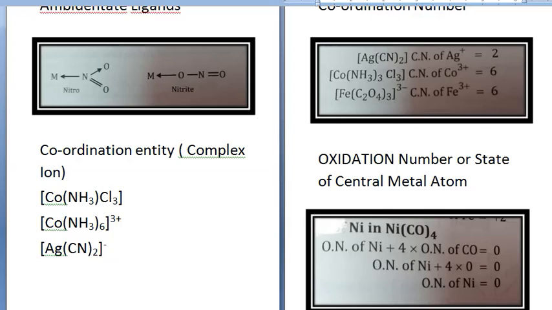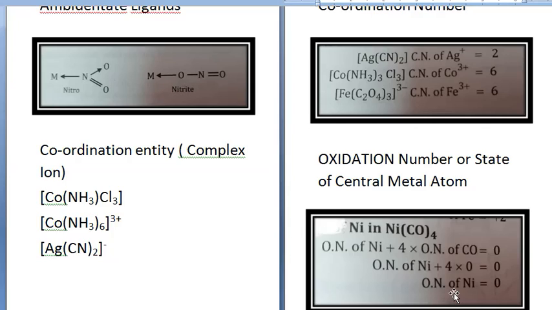Okay, now let us see. If you want to calculate the oxidation number of nickel in Ni(CO)4, the oxidation number of nickel plus 4 into the oxidation number of CO, because 4 CO are attached to it. And this overall molecule is neutral, so it should be equal to 0. Carbon monoxide is neutral, so that is 0. So the oxidation number of nickel plus 4 into 0 is equal to 0. So in this case, the oxidation number of nickel is 0.